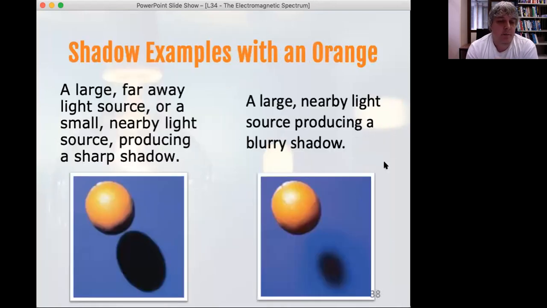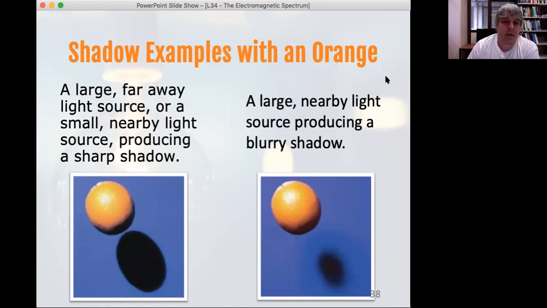To provide an example, there is a photograph. I can't remember if I stole this out of the textbook or online somewhere, but it's just a photo of an orange. The left one, we've got a large faraway light source, so the sun, or possibly a small, close, very small, close light source. Either one would produce a sharp shadow. The photo on the right, though, is a large nearby light source, so a big light, and that's causing that blurry shadow. It fades in from full light to low light.